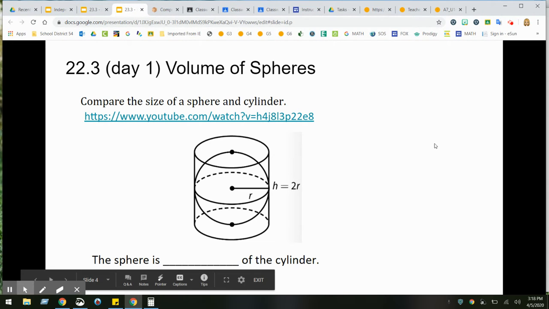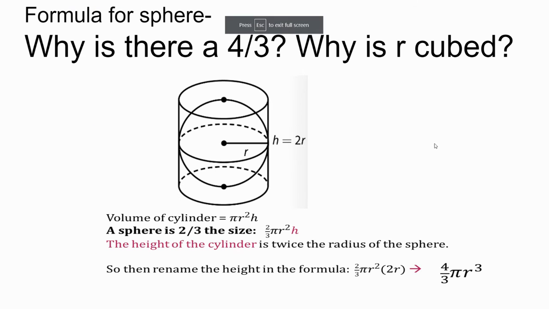Okay, so just like she said, the sphere is 2/3 the size of the cylinder. So the formula for a sphere looks a little bit different. I'm going to break it down for you, but these are some good questions to be thinking about. Why is there a 4/3? Why is r cubed? I did attach a separate YouTube video onto our Google Classroom. If you're still confused as to how they came up with the formula, please be sure to check out that other video.